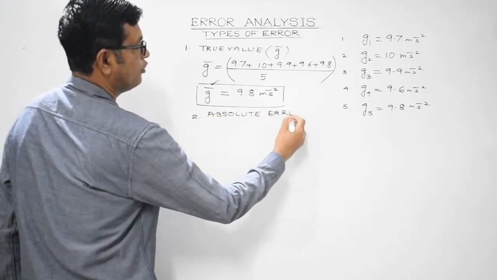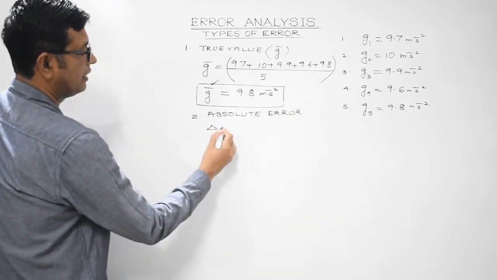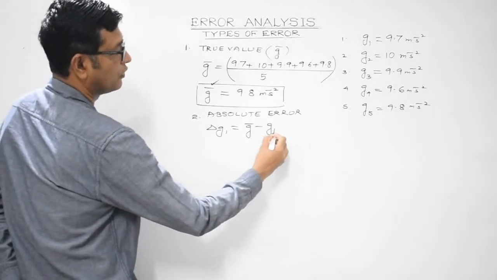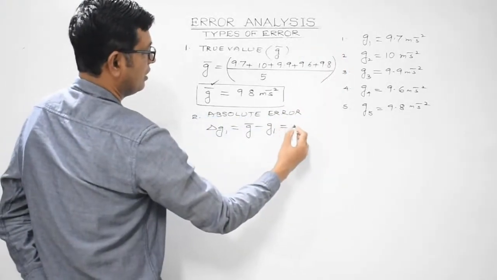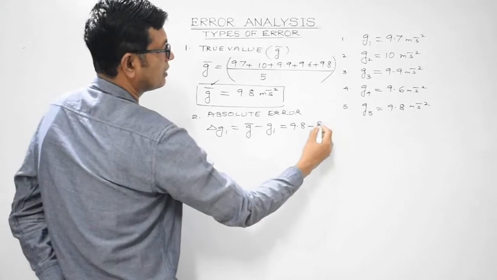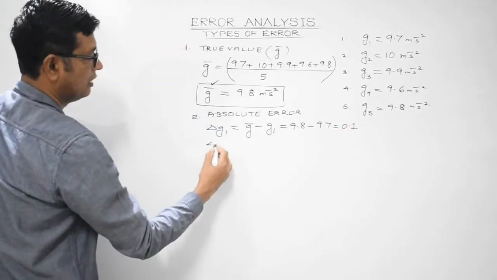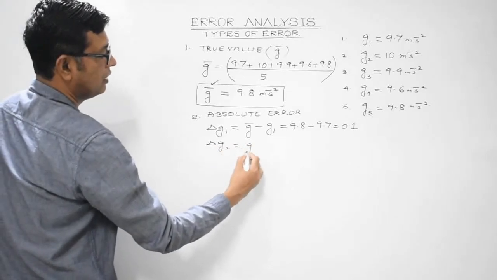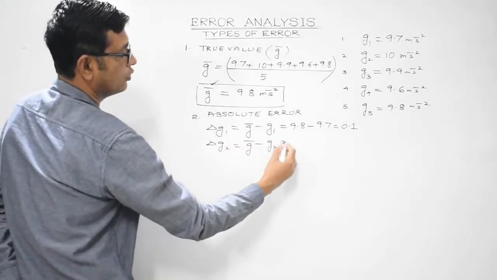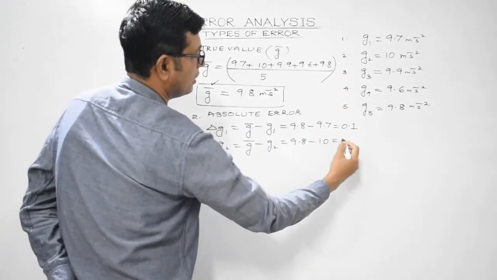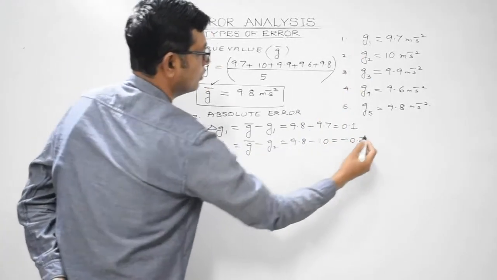Absolute error in the individual measurements, right? Del G1 would be true value minus observed value in the first observation. So, what do you get? 9.8 minus 9.7, that is 0.1. Del G2 will be G bar minus G2, which is true value 9.8 minus G2, 10. So, it will be minus 0.2.